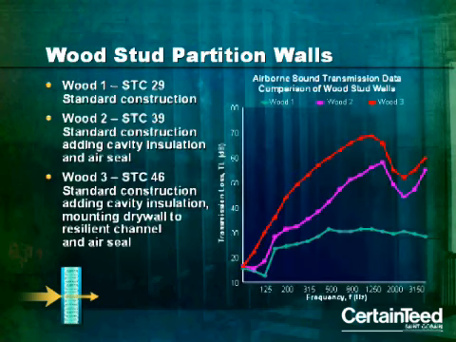Here's the data for 3 wall constructions. Wood 1 is a standard wood-framed wall, 2x4, 16 inches on center, and no cavity insulation, and no air seal. The STC for that assembly is 29. Wood 2. If we take that assembly and we make it airtight and we add cavity insulation, the STC increases by 10 to 39. Wood 3. We've added cavity insulation, mounted the drywall to resilient channel, and air sealed with a sealant. Now this is a dramatic improvement in STC with a value of 46.